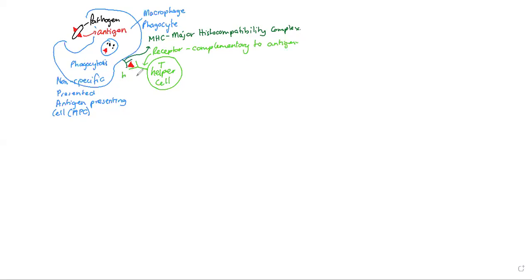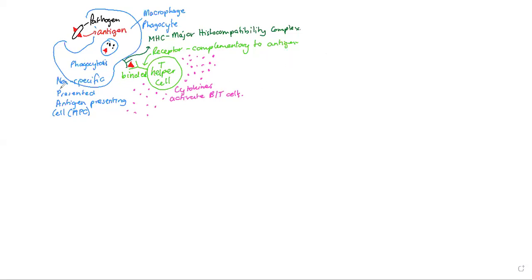Once it's bound to that, the T helper cell starts to release a chemical known as cytokines. I'm going to draw these in pink. So cytokines begin to release, and I'm going to draw some this way and some going up this way, because I'm going to show two routes now, the cell-mediated response and the humoral response, on the same page. So these are cytokines, and these cytokines are going to activate B cells and T killer cells, rather.